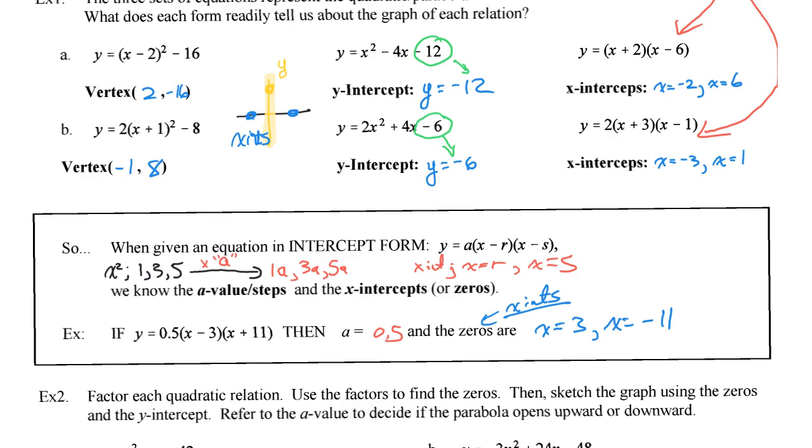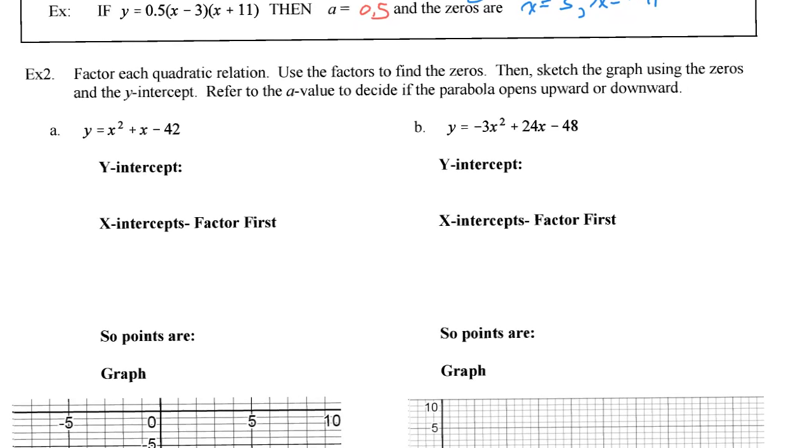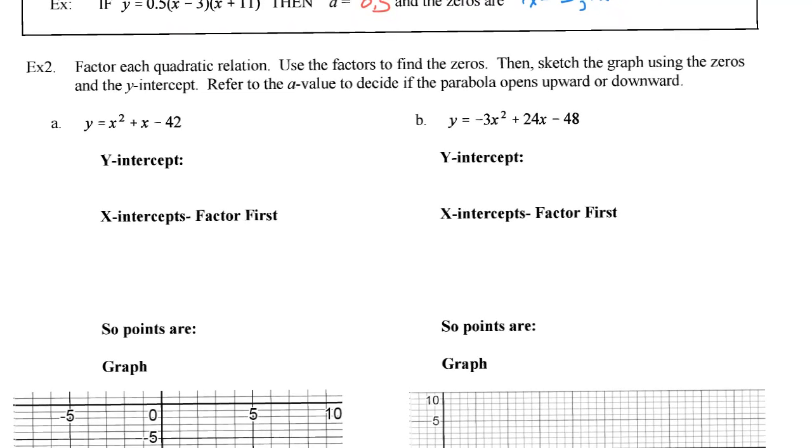So now let's go on to these problems here. Example number 2 says factor the quadratic relation and use the factors to find the zeros. Okay, let's do that. Then we're going to sketch the graph using the zeros and the y-intercept.